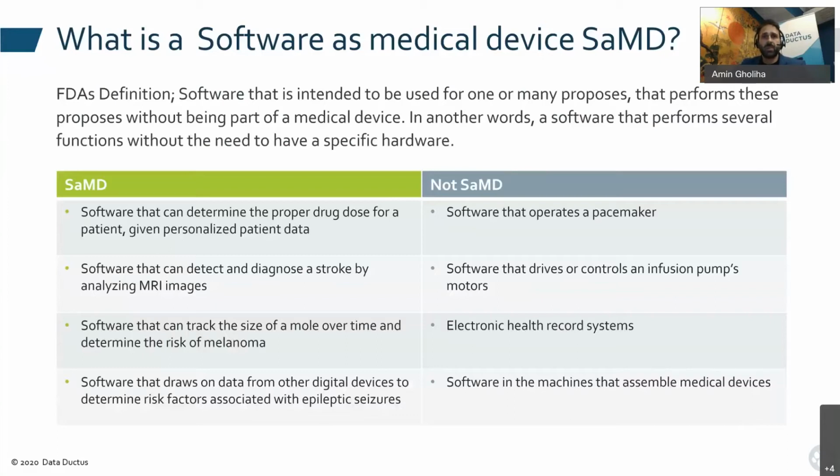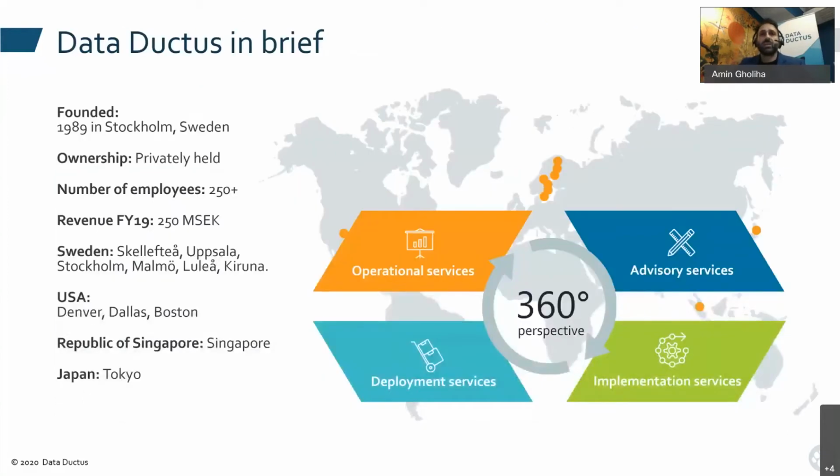Let's continue. I want to talk about Data Ductus a little bit. We were founded in 1989 in Stockholm, Sweden. It's privately held, and we are 250-plus employees. We are in Skellefteå, Uppsala, Stockholm, Malmö, Luleå, Kiruna, and in the United States we are in Denver, Dallas, Boston, and Singapore and Tokyo. We are offering a full service IT solution to everybody, so we are very good at IT.